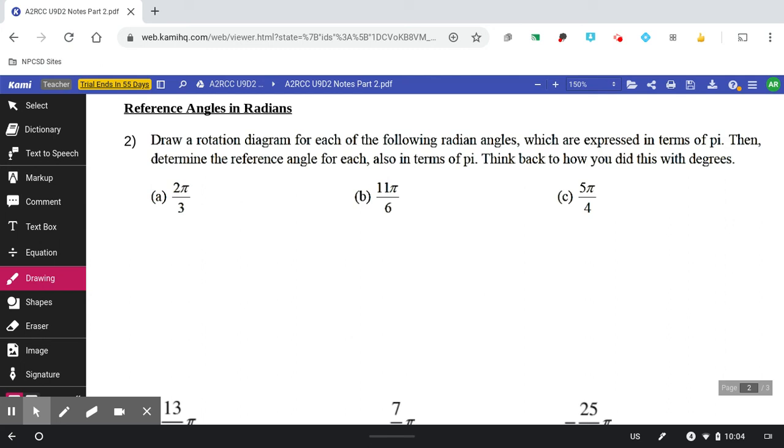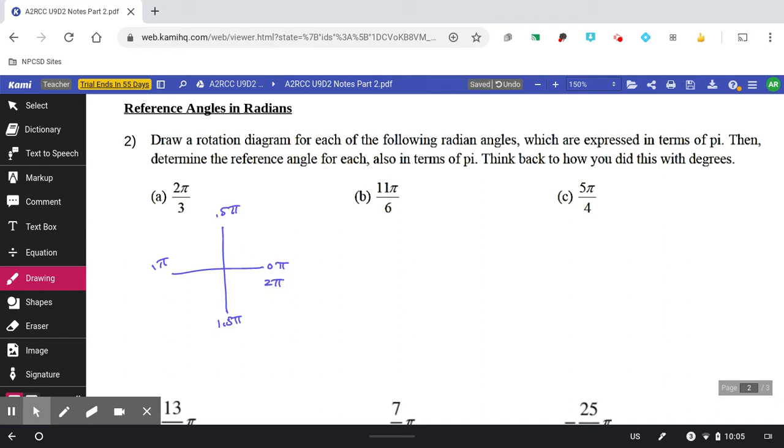Okay, so reference angles in radians are a little bit trickier than coterminal angles. All right, so it says to draw a rotation diagram, and it's always good to draw a rotation diagram when you're looking for reference angles. So we're going to start with that. We're going to go around, and this is 0 pi, and then this is 0.5 pi or 1/2 pi, 1 pi, 1.5 pi, and 2 pi.